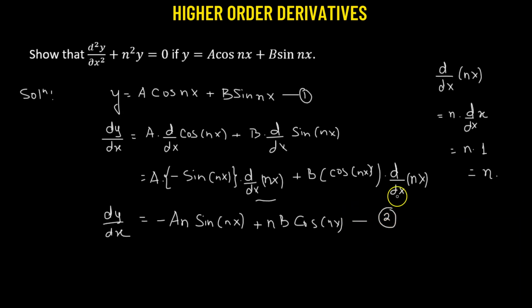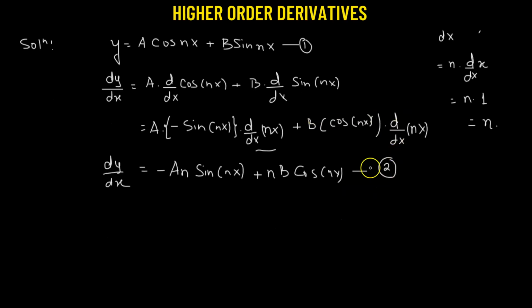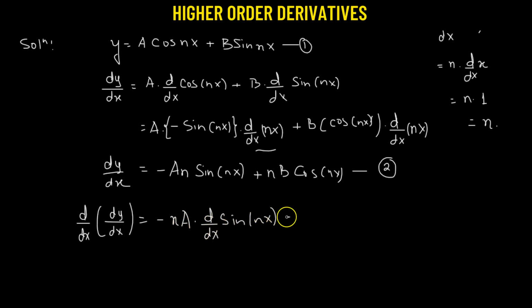Now we will take the second derivative of y. To do that, all we have to do is consider equation number 2 and take the derivative with respect to x on both sides. So we have the derivative with respect to x of dy over dx, and we will take the derivative term by term. Here n times a is a constant, so we'll simply multiply it with the derivative with respect to x of sine of nx, plus n times b. These are constants, so this gets multiplied to the derivative with respect to x of cosine of n times x.